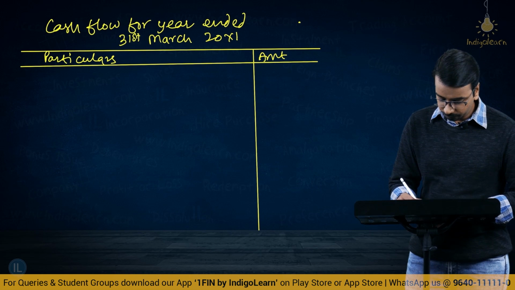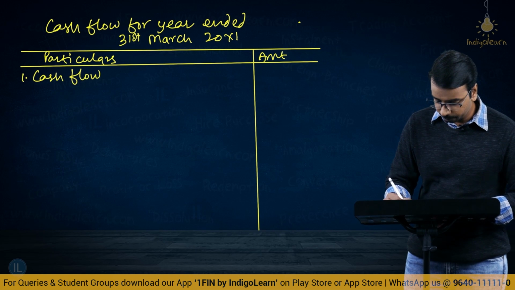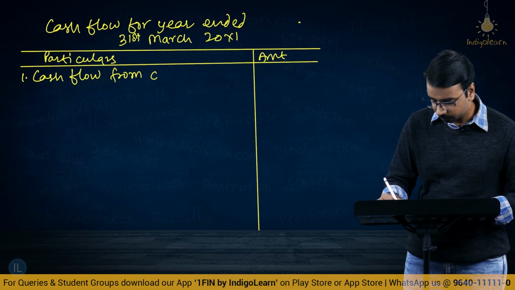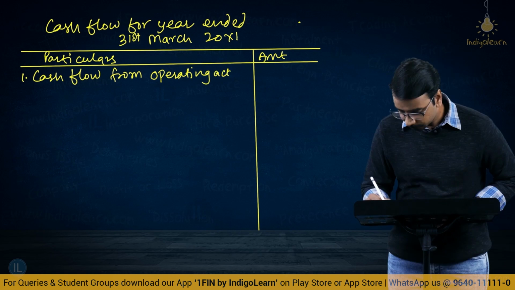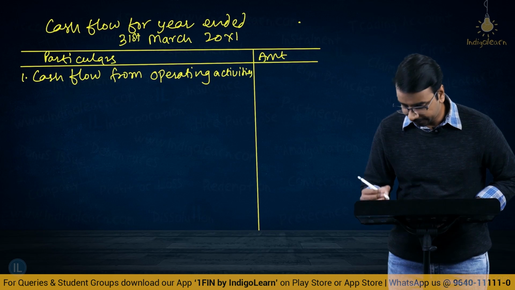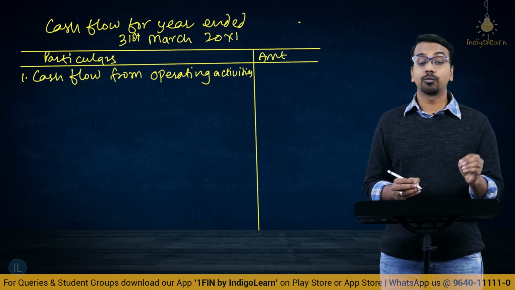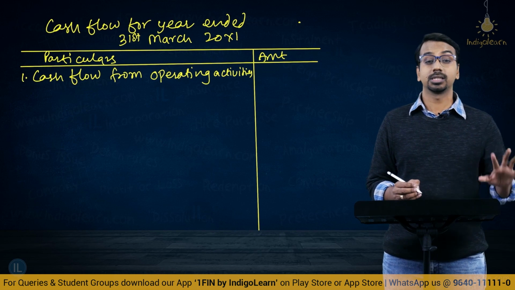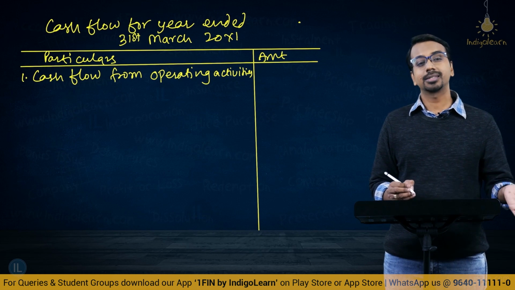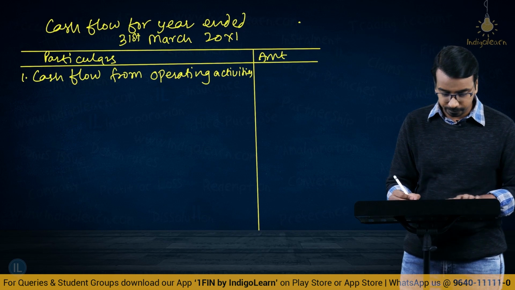So the first item that we generally have is cash flow from operating activities, right? Now when you have to see cash flow from operating activities, if you look at the cash book or the cash account that has been given, which is in the summarized form, you can find out there are certain inflows, there are certain outflows. Let us write that.